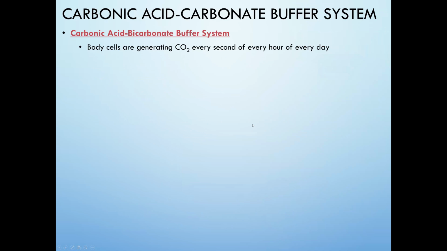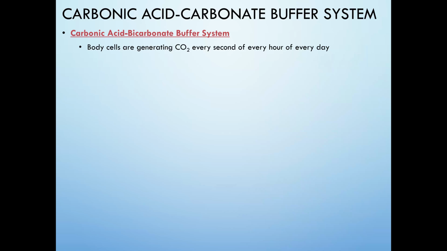And then the carbonic acid carbonate buffer system is the third of the three buffer systems. Keep in mind that almost every cell in your body is generating carbon dioxide every second of every hour of every day, because carbon dioxide is generated by the mitochondria as a byproduct of aerobic respiration, where they are using oxygen to make ATP. So the majority of the CO2 produced by our body is converted to carbonic acid.